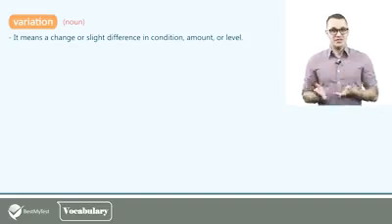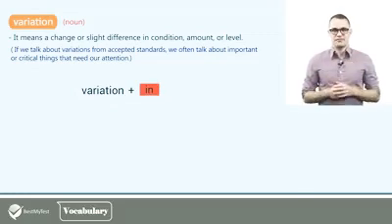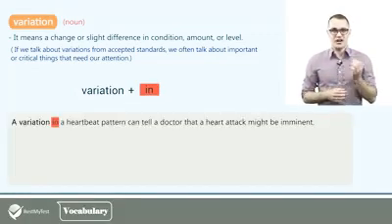Variation means a change or a slight difference in condition, amount, or level. If we talk about variations from accepted standards, we often talk about important or critical things that need our attention. The word variation is used with the preposition in. For example, a variation in a heartbeat pattern can tell a doctor that a heart attack might be imminent.